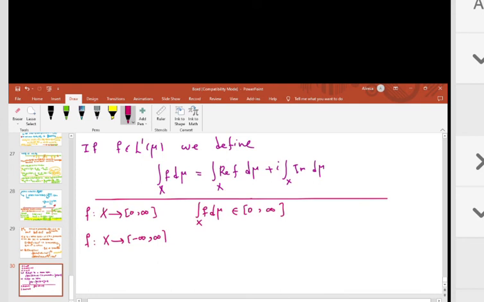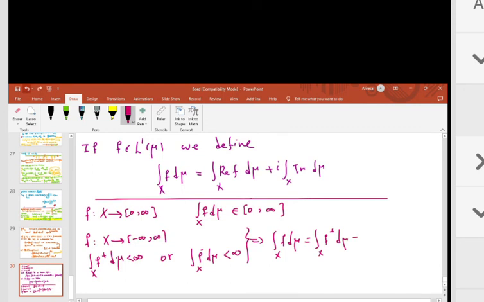And this integral is finite, or this integral is finite on x, we define the integral of f d mu equal to the integral of f plus d mu minus the integral of f minus.